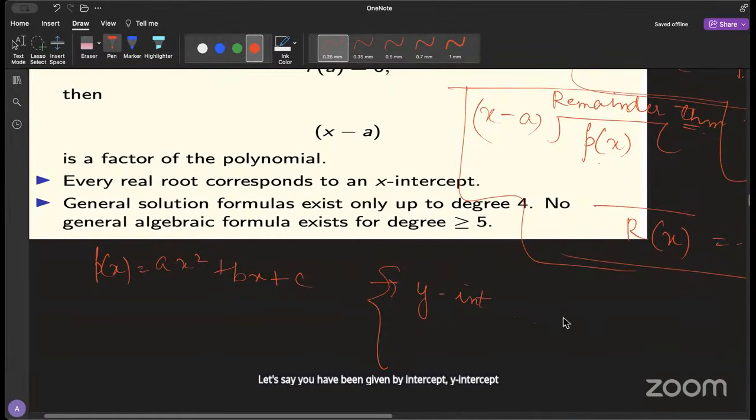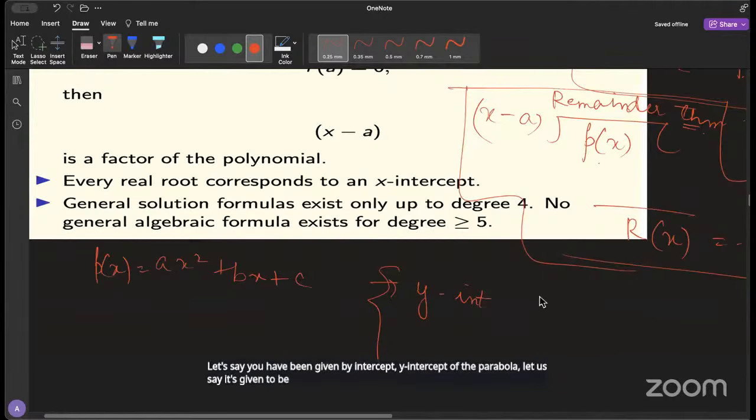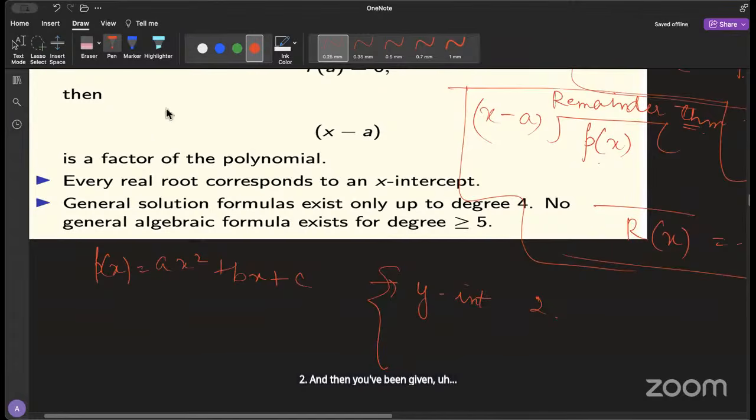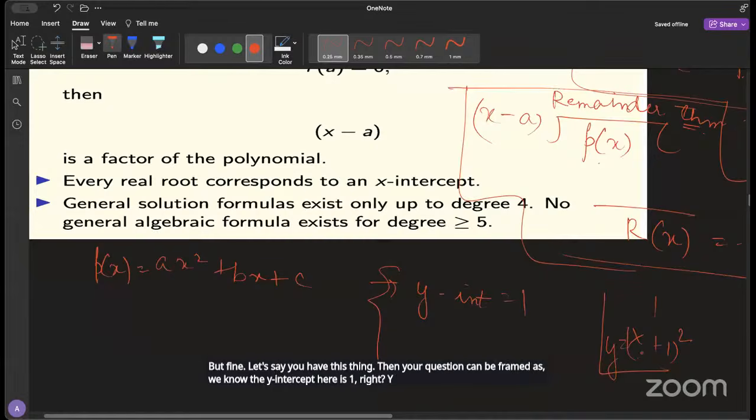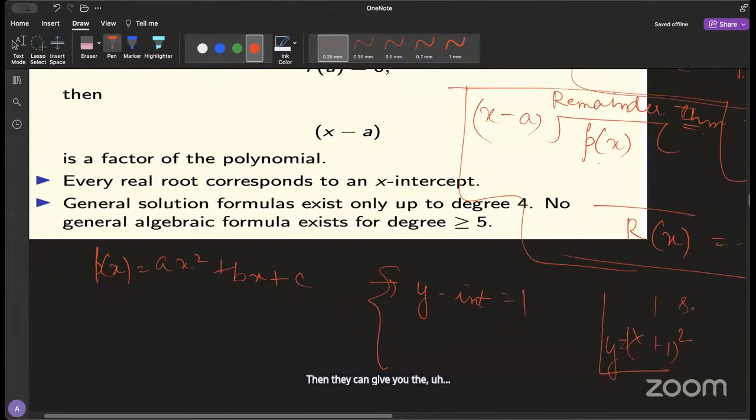Let's say the y-intercept of the parabola is given to be 2. Let me just make a question here. I'm making a simple one only, but fine. Let's say you have this thing. Then your question can be framed as, we know the y-intercept here is 1, right? Then they can give you the slope.